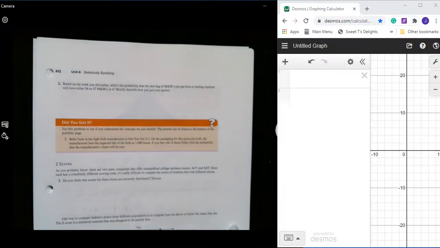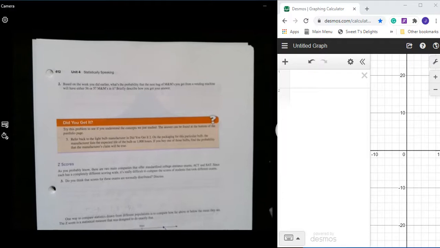Hello class, we're about to pick up where we left off on section 4.7 on page 412. It says, based on the work you did earlier, what's the probability that the next bag of M&Ms you get from a vending machine will have either 56 or 57 M&Ms in it? Briefly describe how you got your answer.